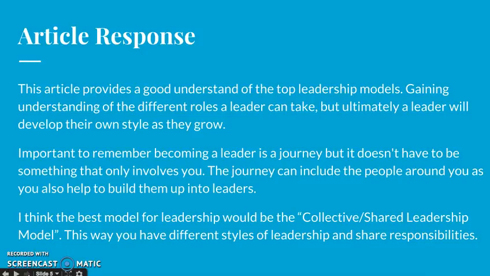Ultimately, this article just shows that there are many different ways to come up with a plan that would work the best for your situation, remembering that there isn't one way to succeed, but there are many.